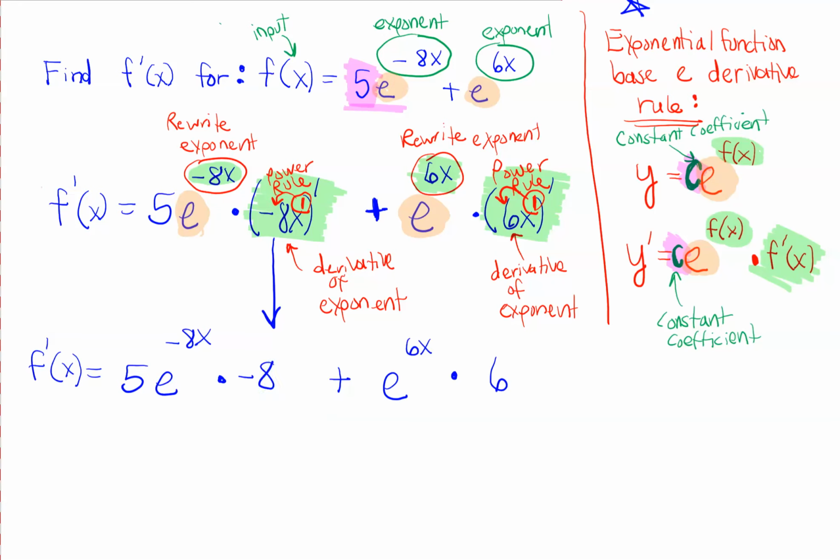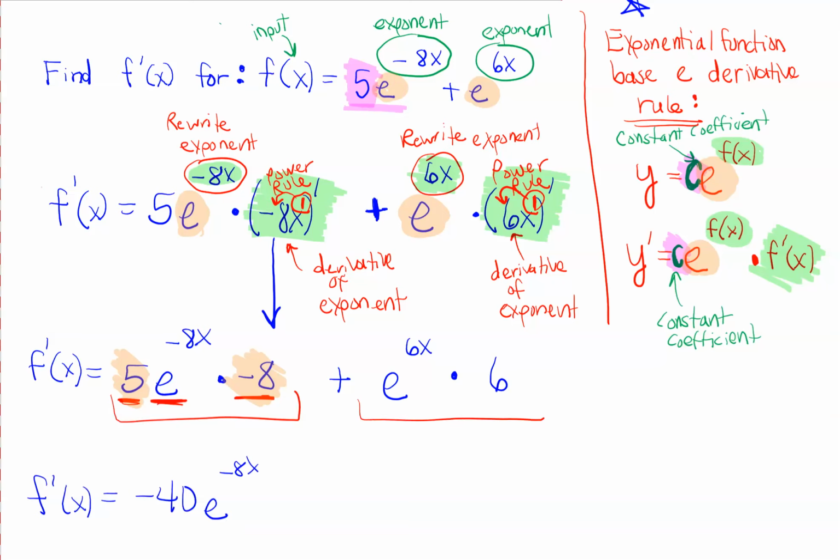And then I can clean this up a little bit more. There's 1 or 2 more things I can do here. In this first term, I have 5 being multiplied to e to the negative 8x being multiplied to negative 8. And since order doesn't matter when I multiply, I can go ahead and multiply that 5 and negative 8. So I'm going to do that here. Multiplying that together, I'm going to get negative 40, and I'll just write that in front of the base e to the negative 8x. Order doesn't matter when I multiply, so I put the constant number first and the exponential part second. And then for my second term here, there's not really much I can do. I can rewrite it to put this constant 6 first and the e to the 6x second.